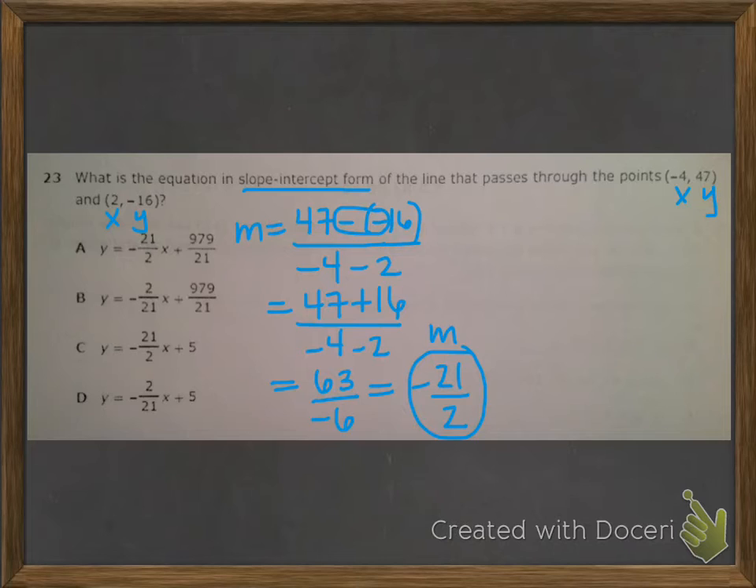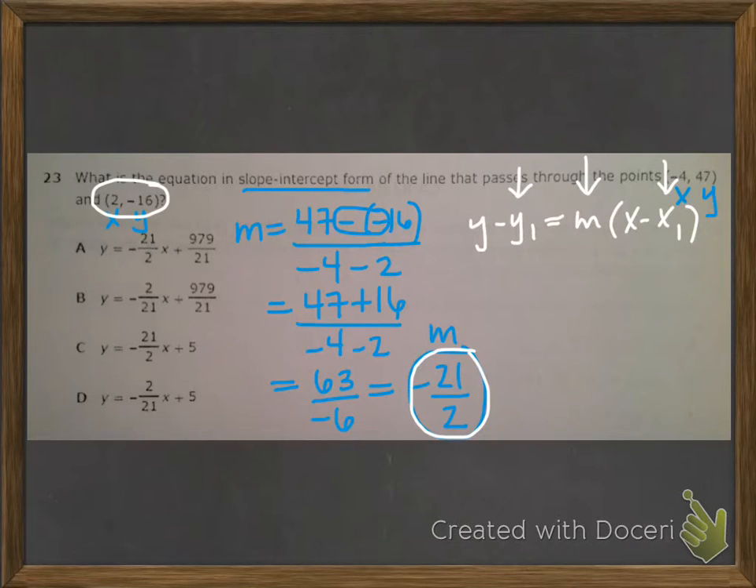Now I have a choice. I can choose either of my 2 points in point slope form. Point slope form, remember, is this: y minus y1 equals m times x minus x1. And what I'll be doing, I'll be replacing the m with the slope that I just found, and the x1 and the y1 with the x and y values of either of the 2 points. I think I'm going to choose this point over here. So I'm going to use my slope of -21 halves and my x and y values of 2 and -16.